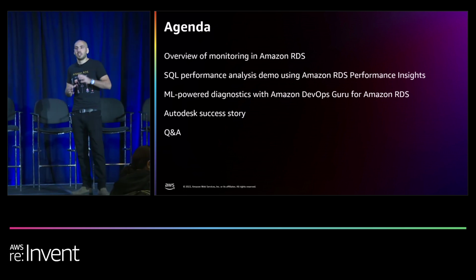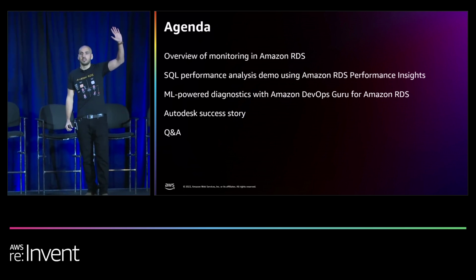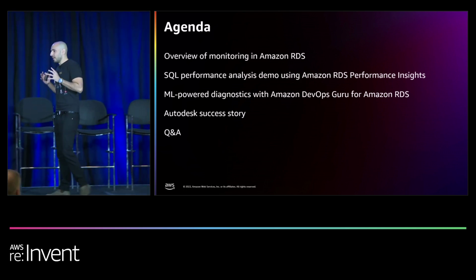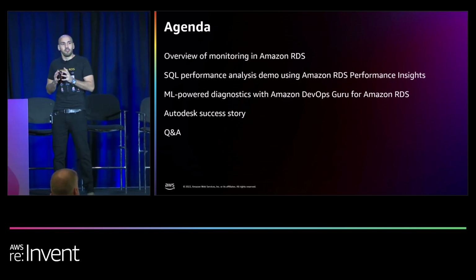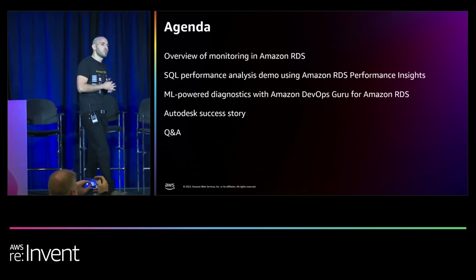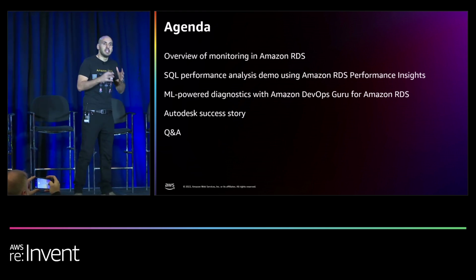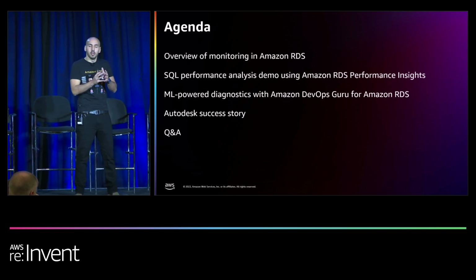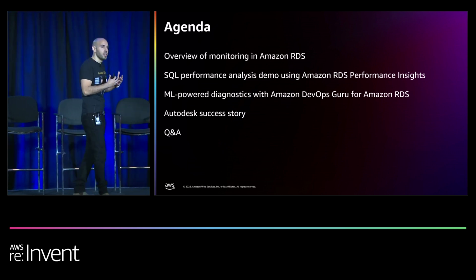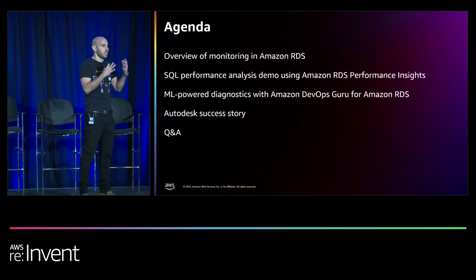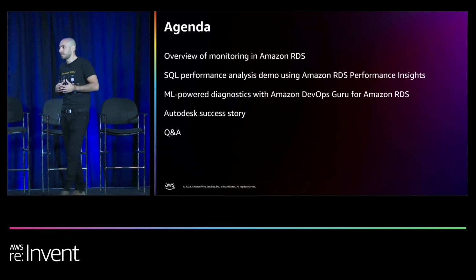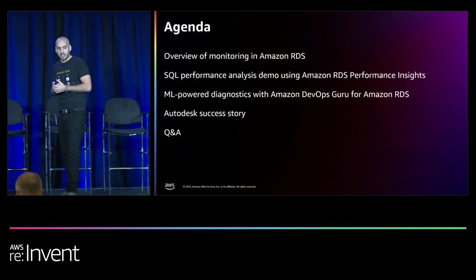Who here heard about DevOps Guru for RDS? Okay, not many, roughly 20%. DevOps Guru for RDS is the latest innovation. It was actually announced as part of last year's re:Invent, and it allows you to take performance diagnostics and troubleshooting one step further by becoming even more proactive. So it will give you the bottom line, the recommendations. It will automatically find the performance bottlenecks and will help you understand what to do next.